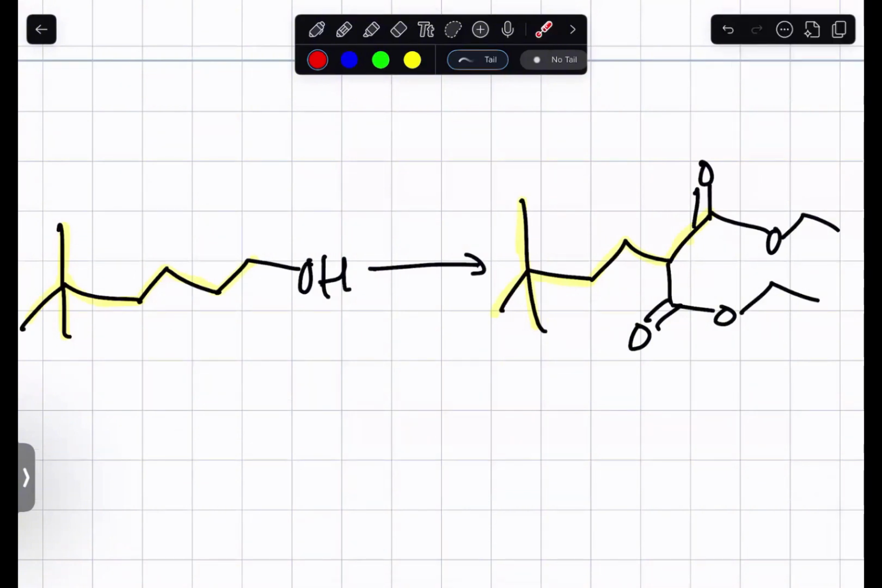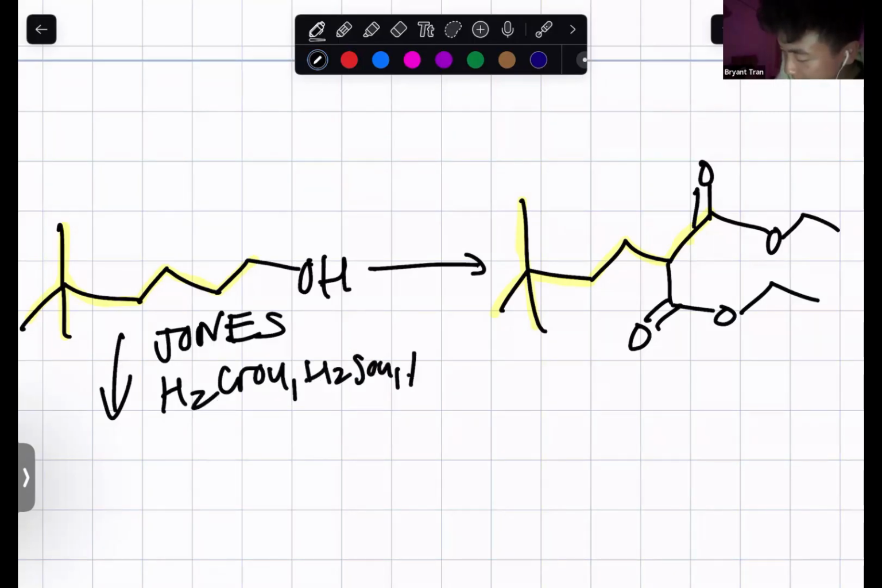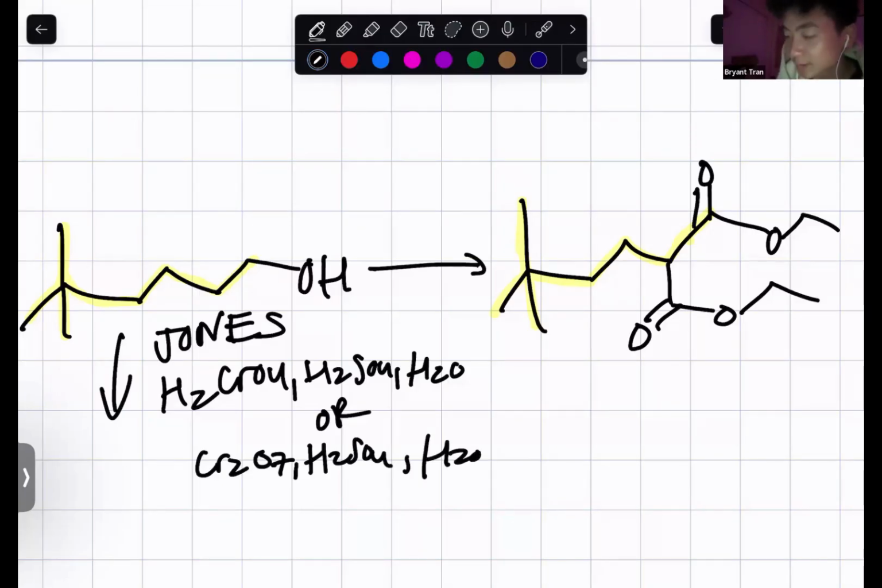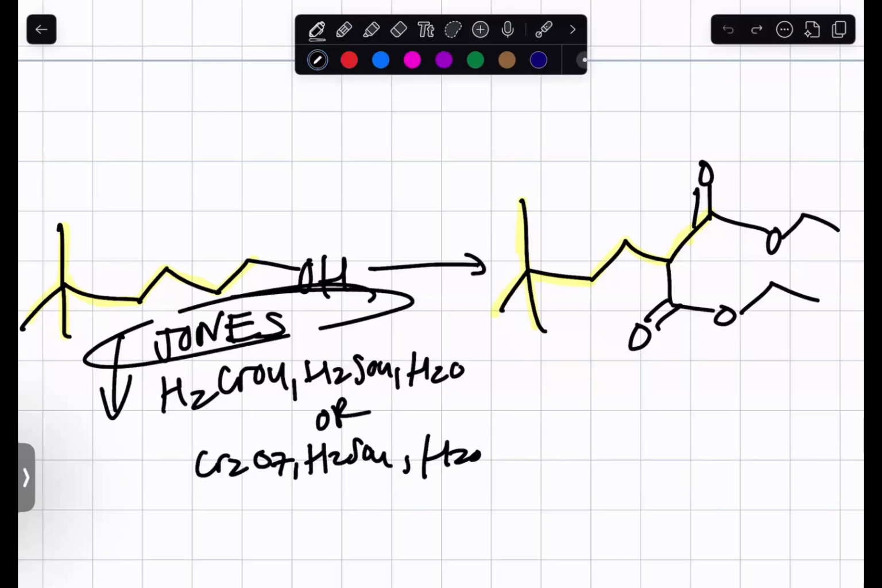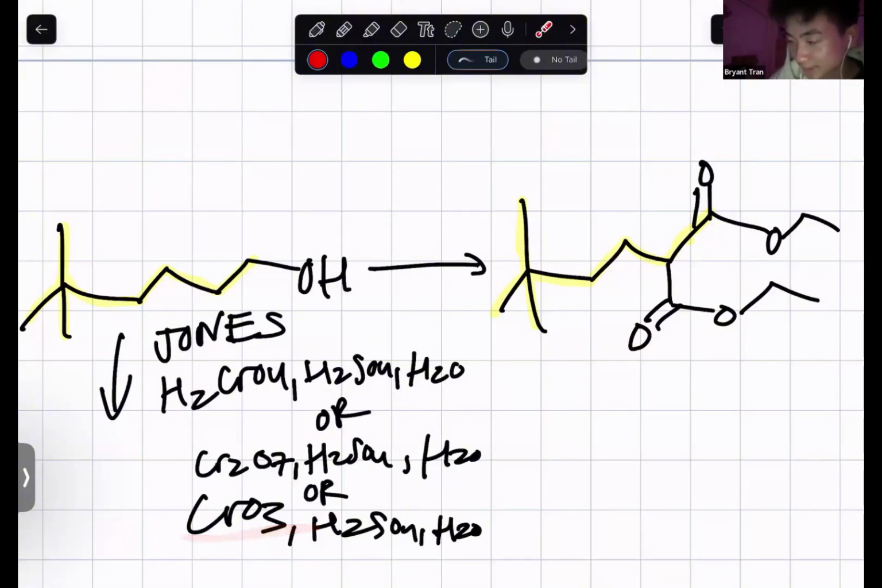Yeah. So we could use Jones, but Levens won't say Jones in her answer choices. You should use something with chromium and oxygens, like H2CrO4, H2SO4, water, or Cr2O7, H2SO4, water. Something with chromium and lots of oxygens is Jones reagent. Would CrO3 be acceptable as well? CrO3 is another one: CrO3, H2SO4, H2O. Yep, that would also be Jones, chromium and oxygens like that.